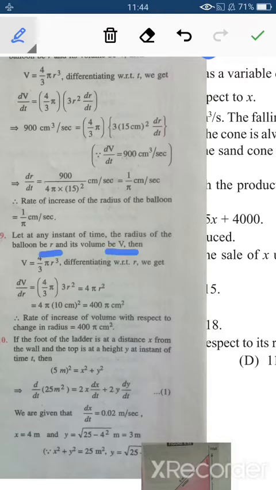We know that volume is 4/3 πr³. We will find dV/dr because it is the radius which is variable. So when we differentiate it, we find the answer is 4πr², and putting the value of r as 10 centimeter, we get 400π centimeter square. This is the rate of increase of volume with respect to change in radius. I hope this is clear to everyone now.